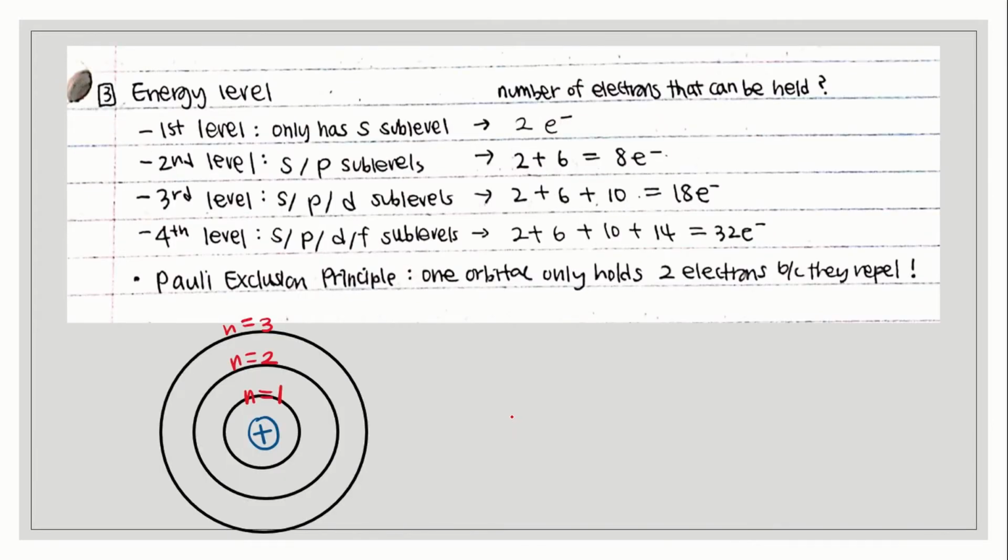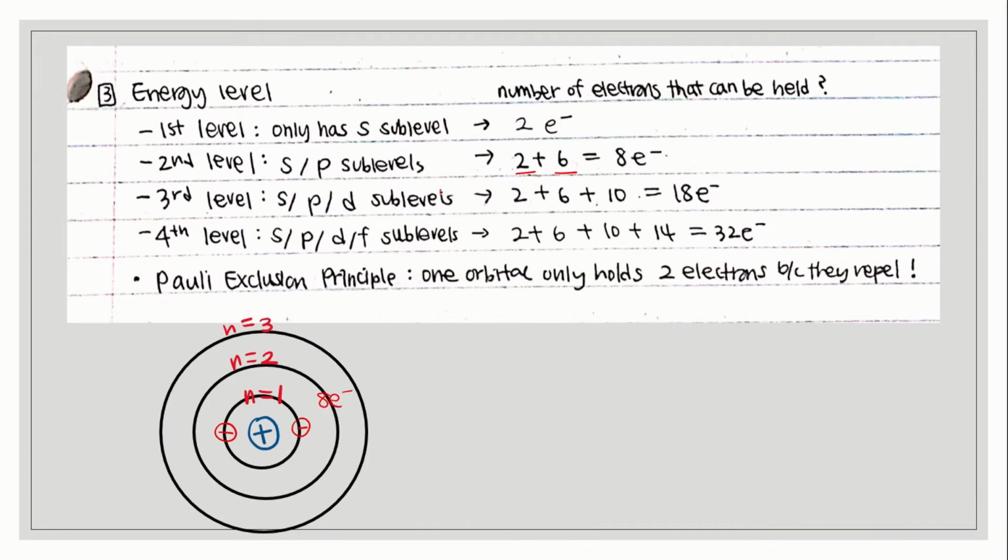Next is the energy level. The first level, n equals 1, only has S sublevel, so it can only contain 2 electrons. So it will be like this, 2 electrons on the first energy level, and the second level can have S and P sublevels. So for S sublevel, it can contain 2 electrons, and for P sublevel, it can contain 6 at maximum. So the second level, n equals 2, can contain at most 8 electrons.